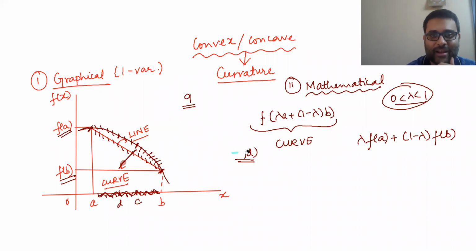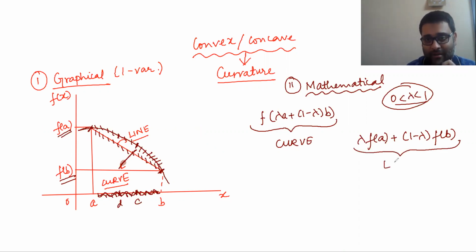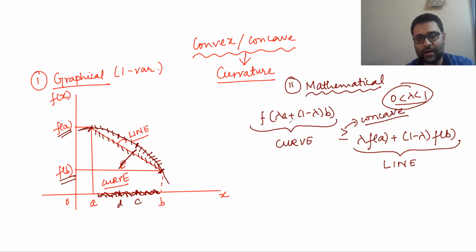This is class 9 coordinate geometry. So all the points on the line can be represented as lambda FA plus 1 minus lambda FB. So this will be representing the line. Now here in this example, the curve is above the line. So if the curve is greater than or equal to the line, then that is the case of a concave function. Curve greater than or equal to the line, concave. Curve less than or equal to the line, convex. So this is the mathematical definition, very simple.